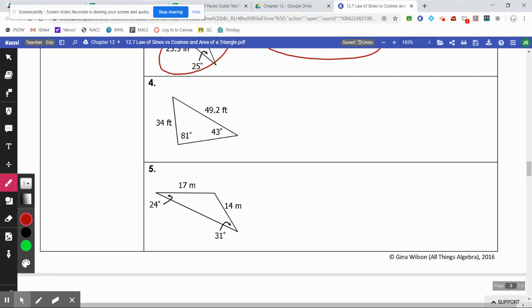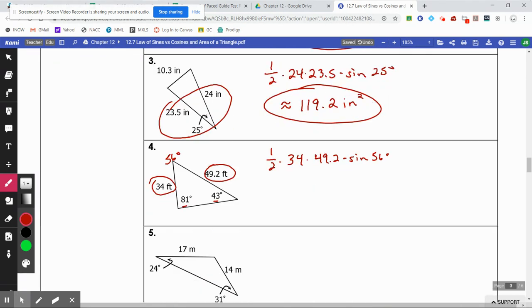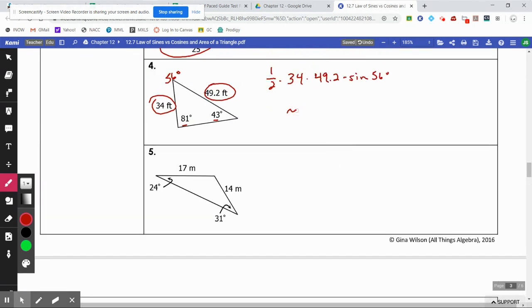Let's see, the next one, here's my two sides, but I need the angle in between. I have these two angles, which I know the three angles have to add up to 180. Those add up to 124, so that leaves me with a 56-degree angle. So you have the area is equal to 1/2 times 34 times 49.2 times the sine of 56. Typing that into our calculator tells me that this area is about 693.4, and that would be in square feet.